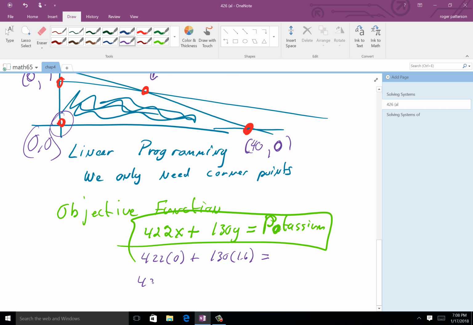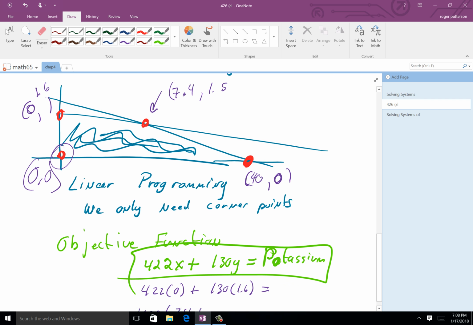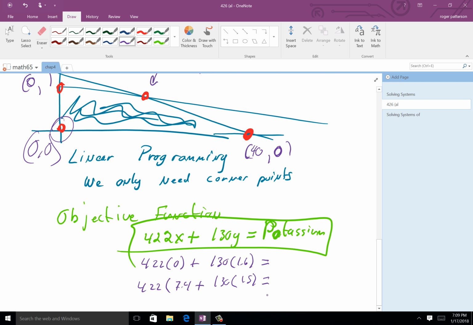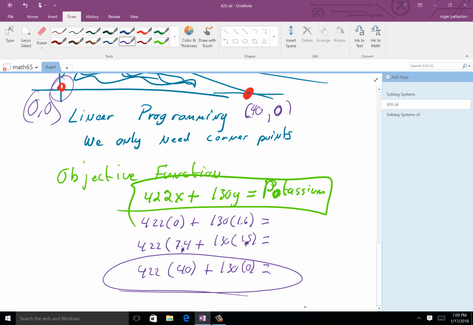Then I'm going to go 422 times 7.4 plus 130 times 1.5 and see what that is. Then I'm going to go 422 times 40 plus 130 times 0 and see what that is. Well, I know what the maximum is going to be. Obviously it's going to be whatever this one is. But that's eating 40 bananas. Oh my goodness. That's a lot of bananas. But that's how the problem works. I just used the real numbers, so I don't know how realistic it is, but that's where it comes from.